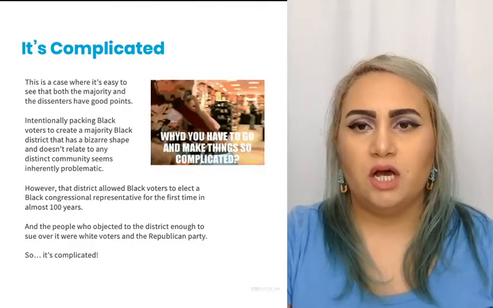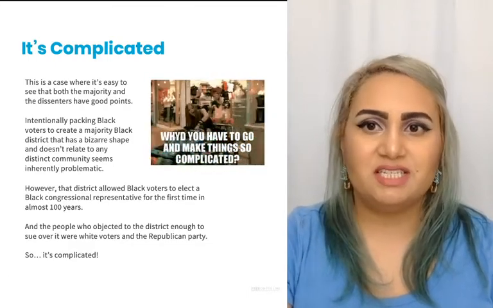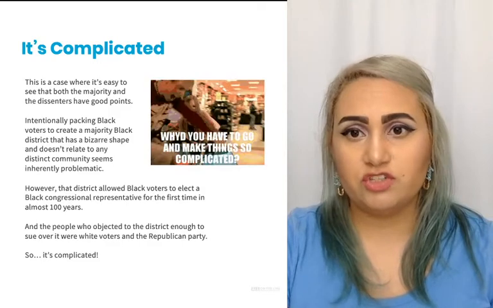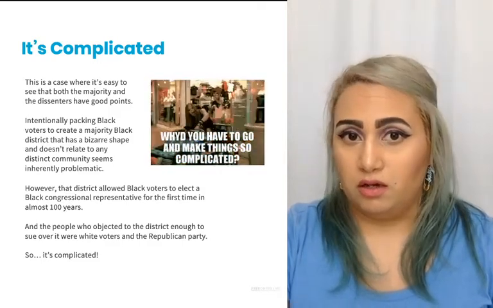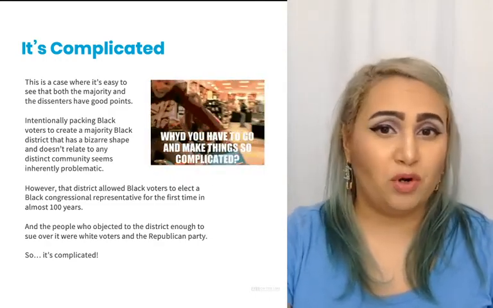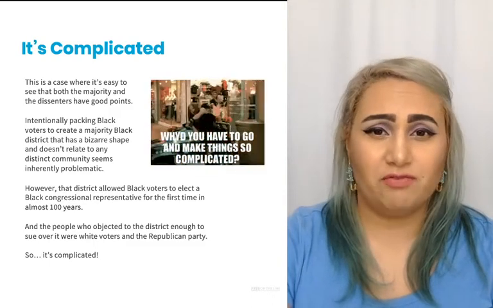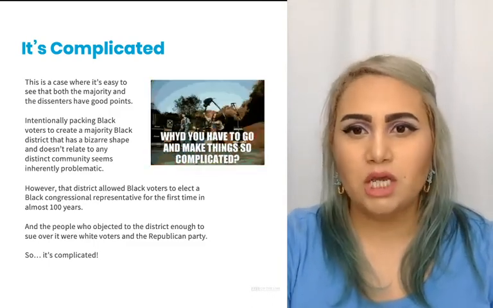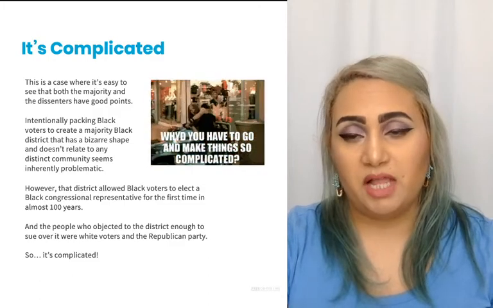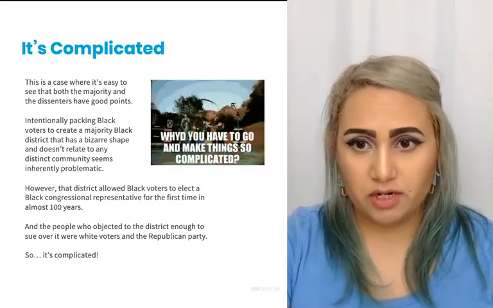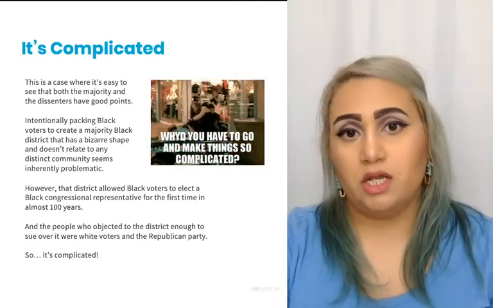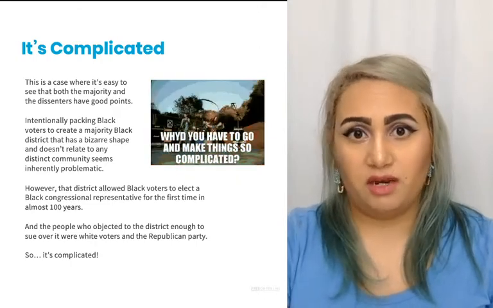So clearly this is really complicated. It's a case where it's easy to see that both the majority and the dissenters have some good points. So intentionally packing Black voters to create a majority Black district that is a really bizarre shape that doesn't really clearly relate to any distinct political community, neighborhood, place that people actually live, that kind of follows a highway, and that's the most contiguous thing about it, that seems inherently problematic. However, the district did allow Black voters to elect a Black congressional representative for the first time in almost 100 years. And the people who actually objected to the district enough to sue over it were white voters in the Republican Party, not Black voters. So clearly there are a lot of complicated factors at play here.